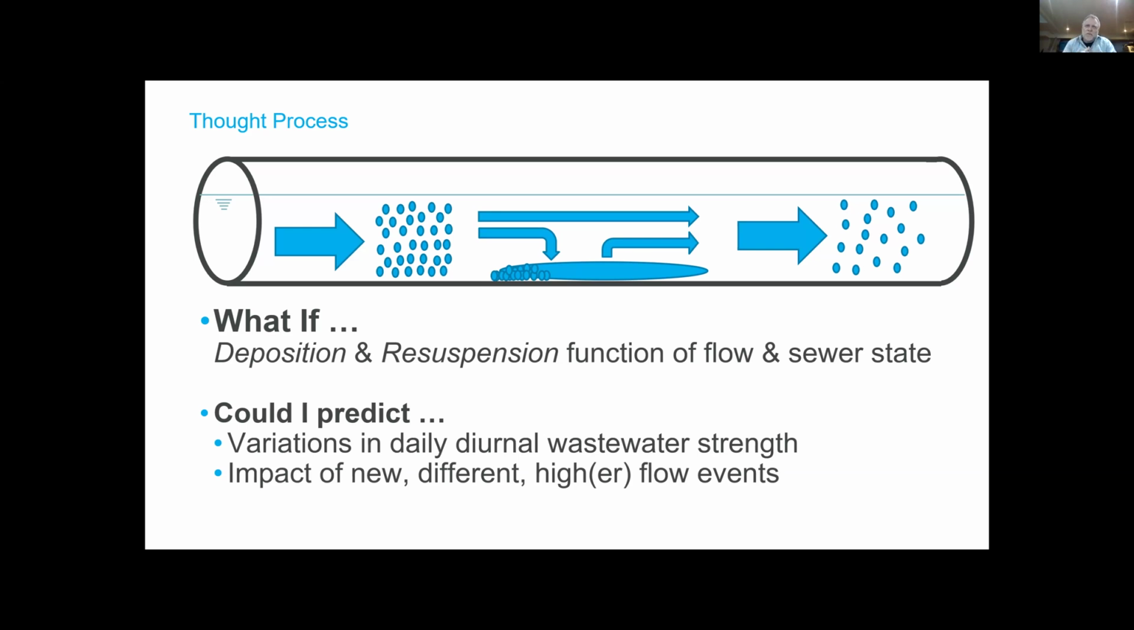And I thought, well, how can I sort of mechanistically describe this? And could I predict variations in daily diurnal wastewater strength? So could this explain how, even on dry weather flow days, I seemingly get different loads to the treatment plant? And would it also explain the first flush events, such that the same storm might have a completely different effect depending on what day that storm hit the treatment plant? Okay. And so that was the premise on which I started to think about the soft sensor.